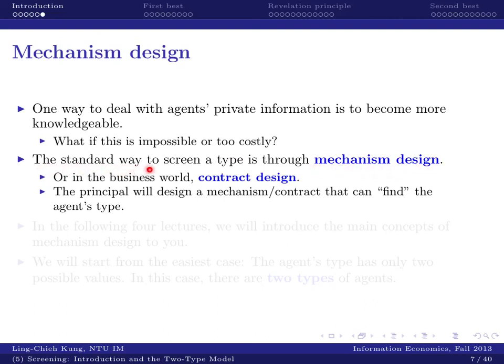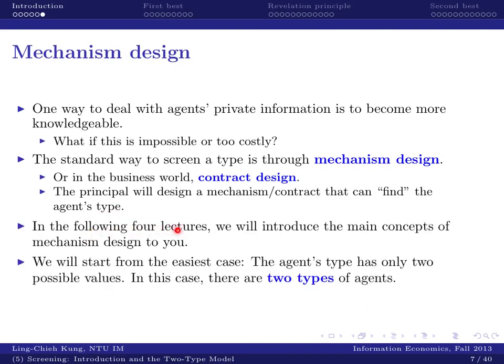The standard way to screen a type is through mechanism design, or in the business world, we call it contract design, because the buyer is going to design a contract to the supplier, or the seller is going to design a contract to those potential buyers. Okay, contract design. The principal is going to design a mechanism or contract that can find the agent's type. We're going to tell you how to do that in this lecture.